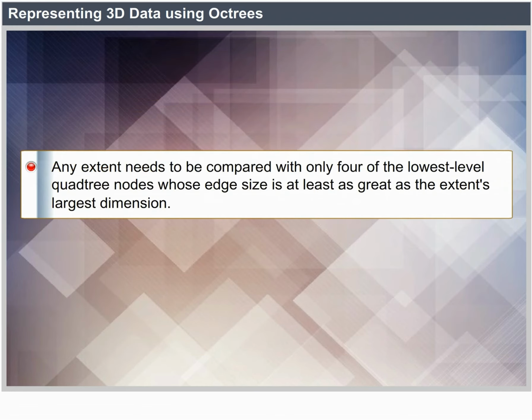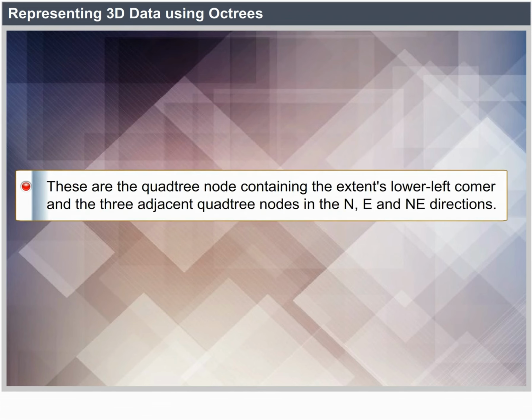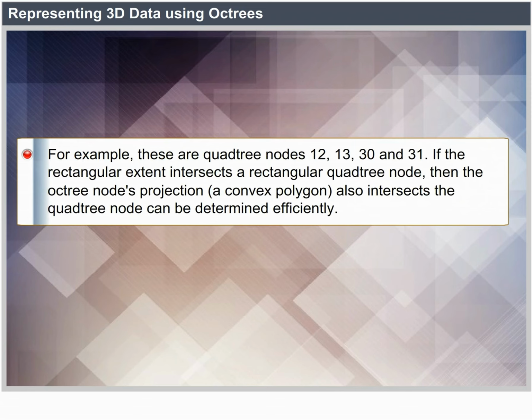Any extent needs to be compared with only four of the lowest level quadtree nodes, whose edge size is at least as great as the extent's largest dimension. These are the quadtree node containing the extent's lower left corner and the three adjacent quadtree nodes in the N, E and NE directions. For example, these are quadtree nodes 12, 13, 30 and 31.